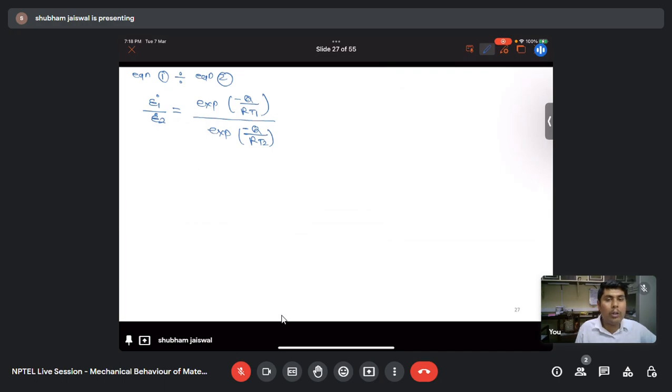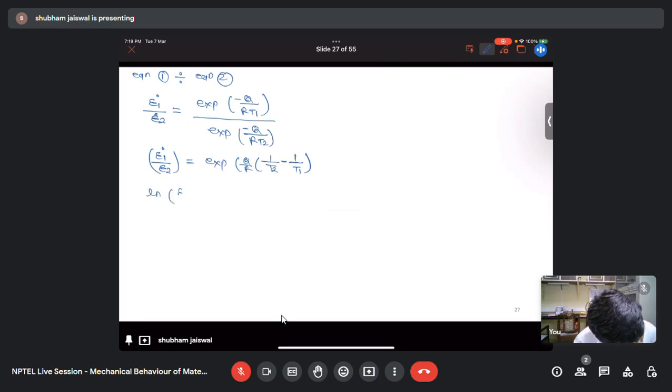So if I take this denominator term to the numerator, it will become positive. So what will we get? We will get an equation something like this: epsilon 1 dot divided by epsilon 2 dot is equal to exponential of Q upon R into (1 upon T2 minus 1 upon T1). So if I take a log on both sides, what will we get?